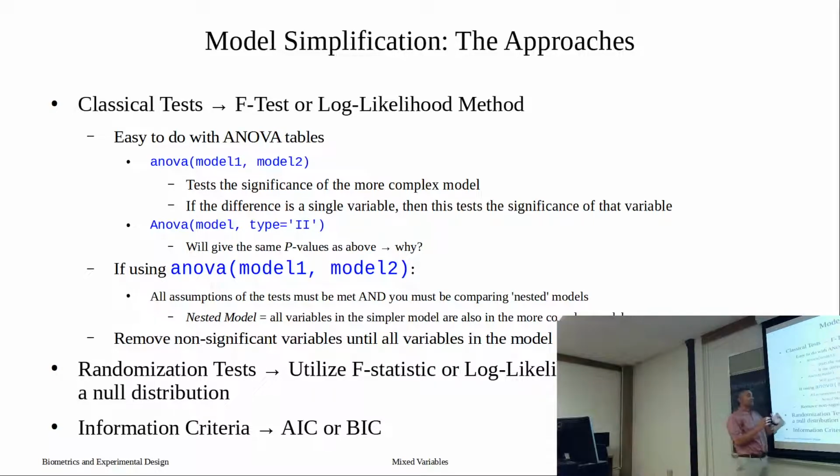There is a catch though. If we're going to do this method, then we can only compare nested models. The nested model means that our models have the same terms with the exception of a single variable. So the simplified model is a nested version of the more complex model.